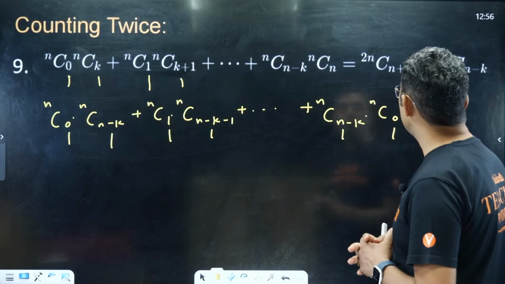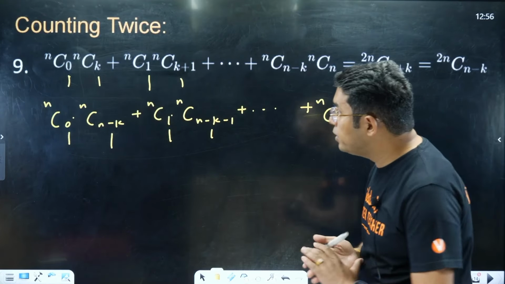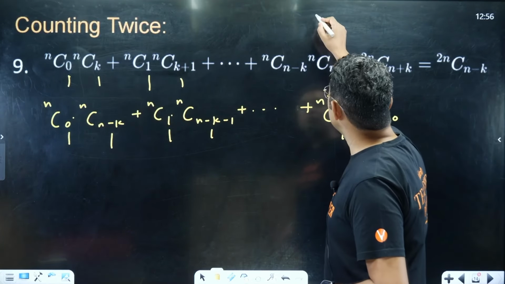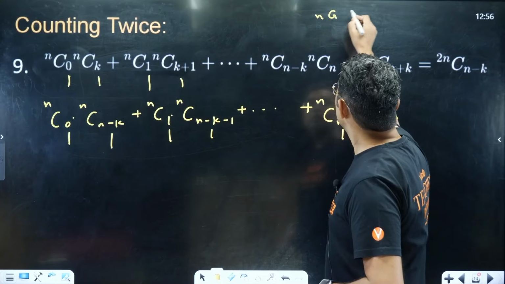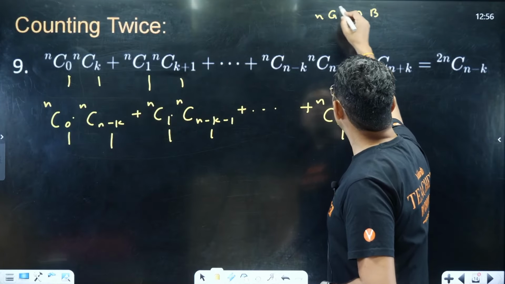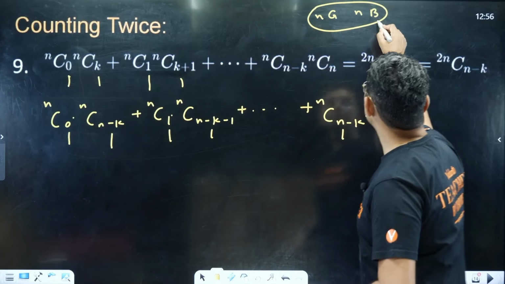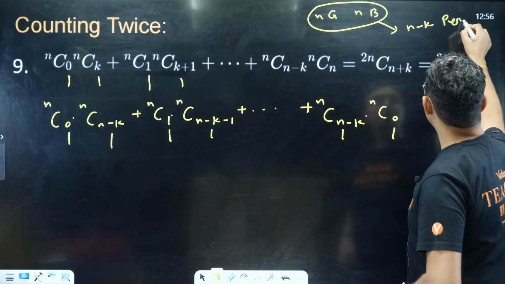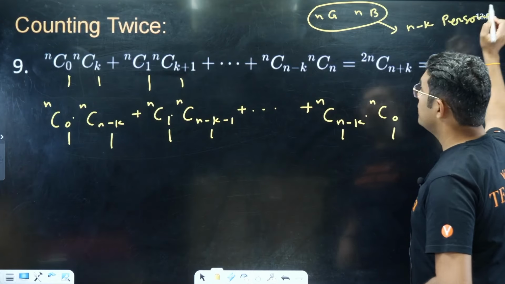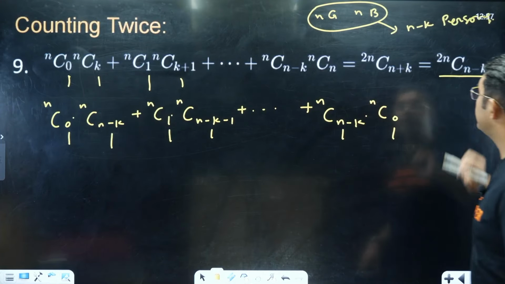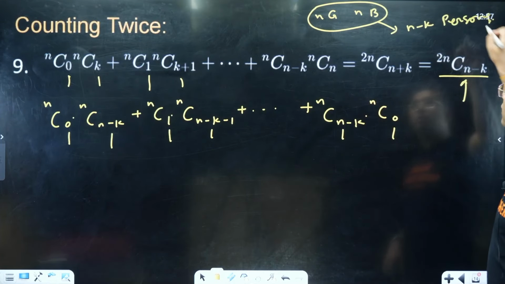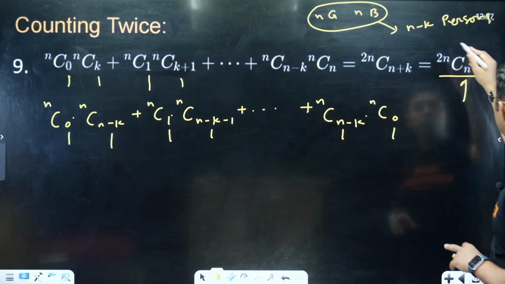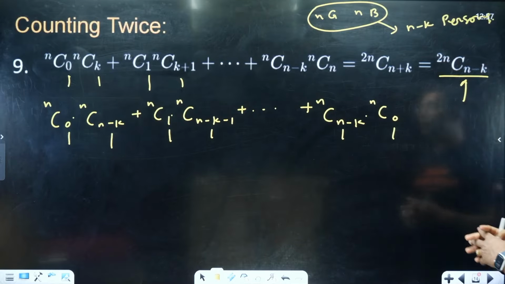Now what we are going to do here, we will again take the case of n girls, n boys, and we will be selecting n minus k persons. That will give me my right hand side. Let me first focus on this. If you are going to select n minus k persons, that will be 2nC(n minus k).